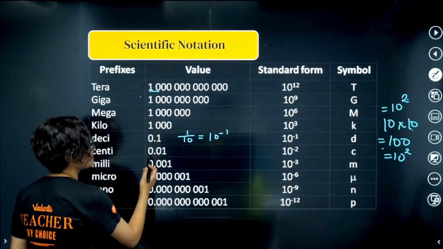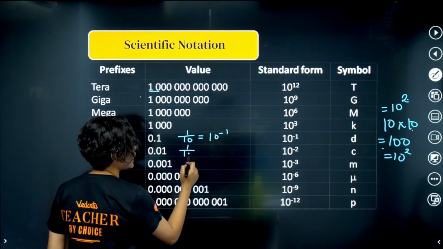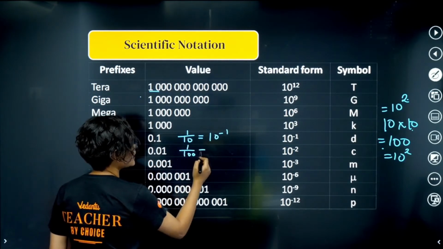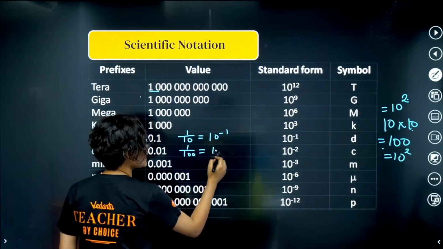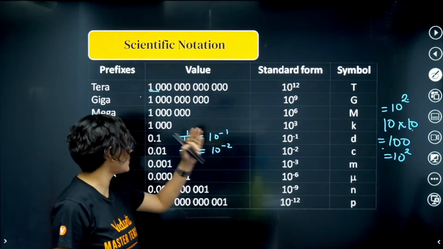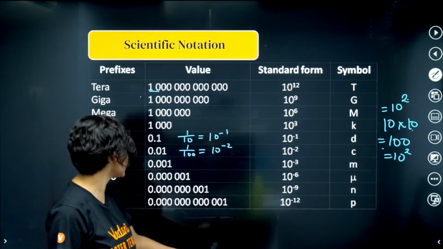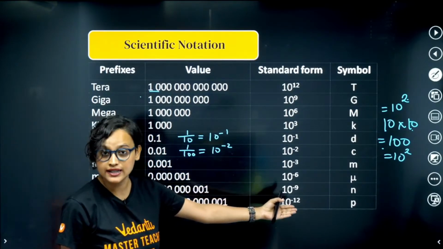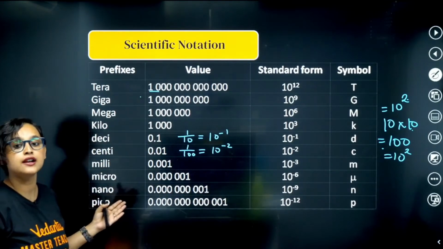Same like this, if it is 0.01, that means it is 1 by 100, isn't it? 1 by 100 means it is 0.01. So that means 10 to the power minus 2. Making sense? Same like this, milli means 10 to the power minus 3, micro means 10 to the power minus 6, nano means 10 to the power minus 9, and pico means 10 to the power minus 12.